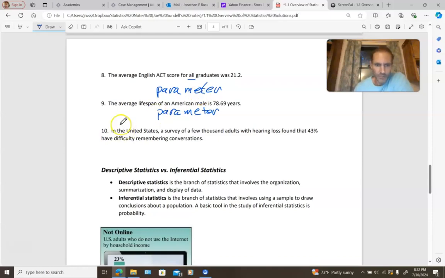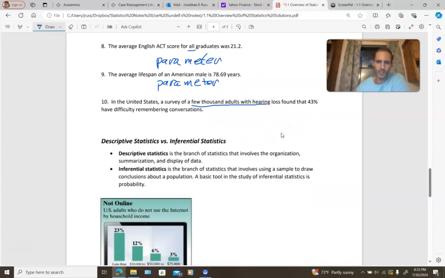All right, number 10 says, in the U.S., a survey of a few thousand adults with hearing loss found that 43% have difficulty remembering conversations. Okay, well, this is a statistic. The 43% is a statistic because it's talking about a few thousand adults with hearing loss. There's many, many more adults that have hearing loss. So this is a subset of the population. Okay, so that 43% there is going to be a statistic.